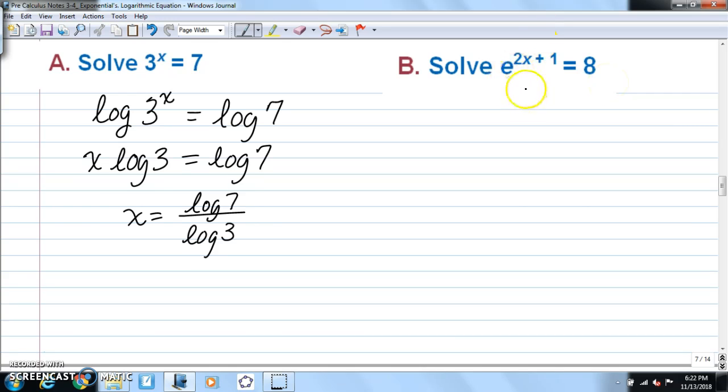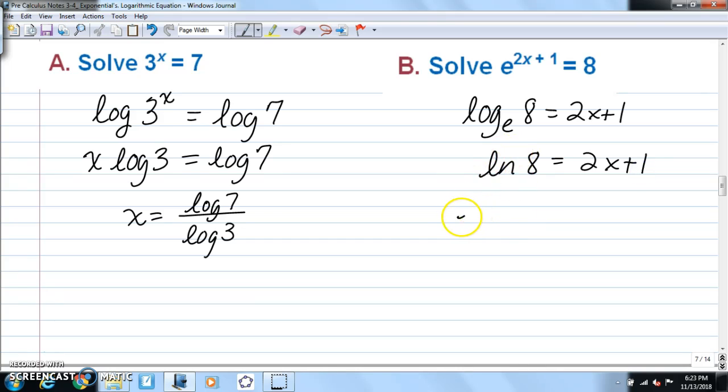Now, on this one, you actually could do it this way, or because it's a base e, you could just rewrite this as logarithmic. Remember, you'd say log base e of 8 equals your exponent 2x plus 1. And remember, log base e is just natural log. So natural log of 8 equals 2x plus 1. Subtract 1 from both sides. Divide through by 2. And x equals whatever the natural log of 8 minus 1 divided by 2 is. And again, on both of these, you just plug them into your calculator.